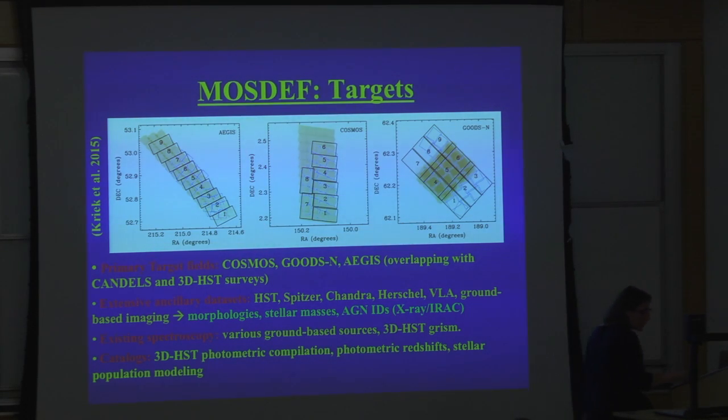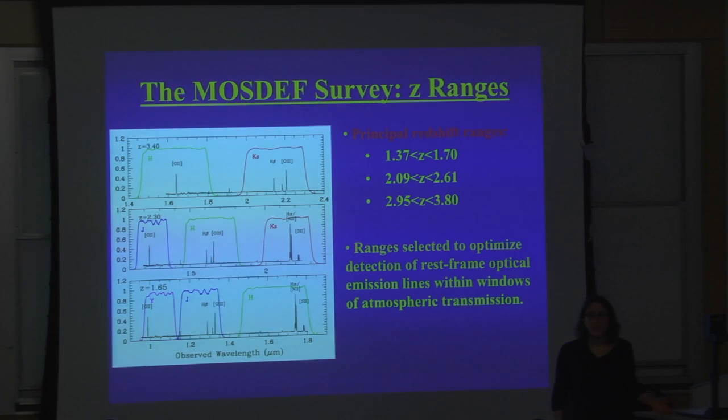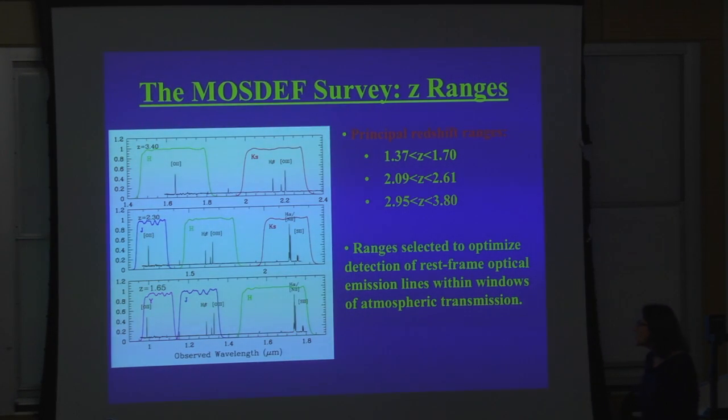All right. So I wanted to say why we were looking in those particular redshift ranges, and it has to do with our atmosphere and the fact that we haven't yet gone into space with the James Webb Space Telescope. So remember, we were looking at these redshift ranges 1.4 to 1.7, 2.1 to 2.6, 2.95 to 3.8, okay? And so we selected these ranges to optimize the detection of these rest frame optical emission lines in windows of atmospheric transmission, okay, which correspond to the filters that astronomers use in the near-infrared part of the spectrum.